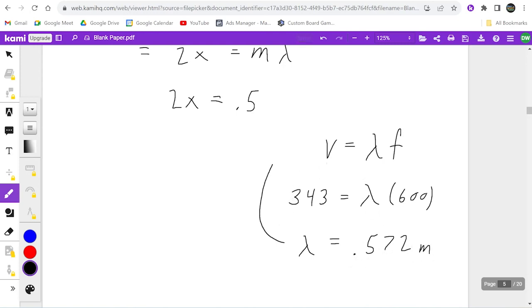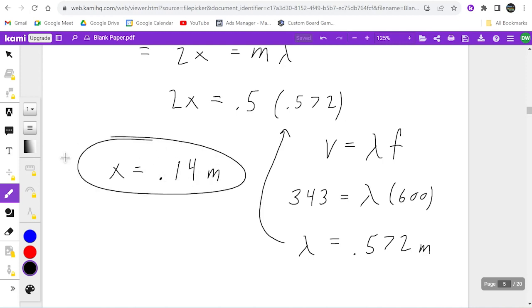And once I have that, I can plug that in right there in my equation. So 2x equals 0.5 times 0.572. And then to solve for x, I just divide both sides by 2 and plug that all in my calculator. And I'll end up getting a final answer of x equals 0.14 meters. Any questions on that one?